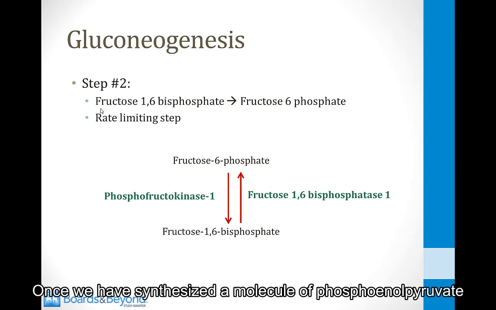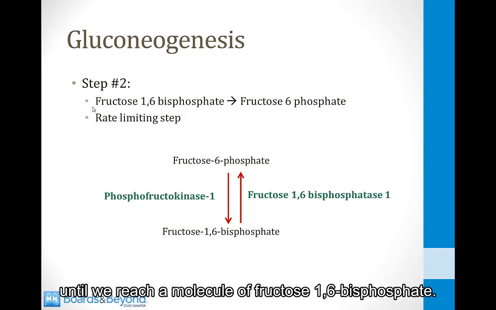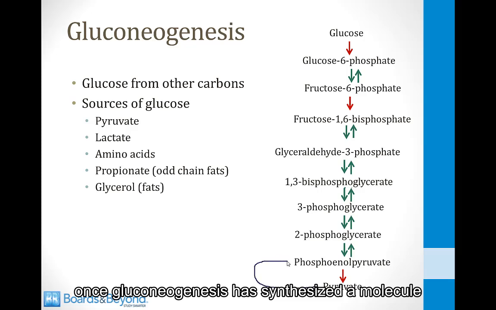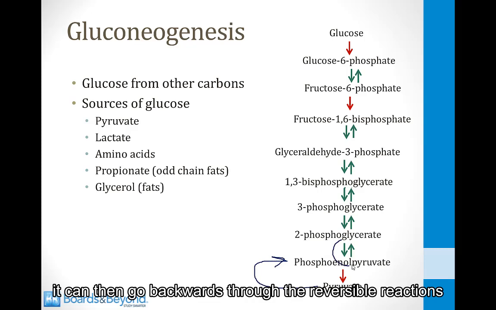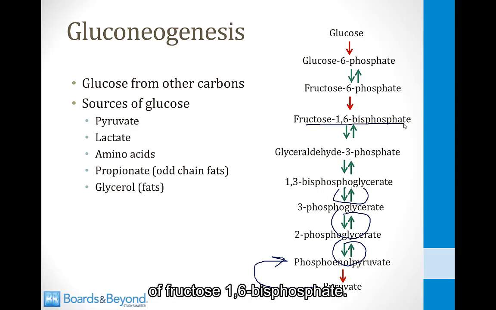Once we have synthesized a molecule of phosphoenolpyruvate from pyruvate, we can then go backwards through glycolysis until we reach a molecule of fructose 1,6-bisphosphate. If we go back to our overview slide of glycolysis here, once gluconeogenesis has synthesized a molecule of phosphoenolpyruvate from pyruvate, it can then go backwards through the reversible reactions of glycolysis until it reaches the level of fructose 1,6-bisphosphate.